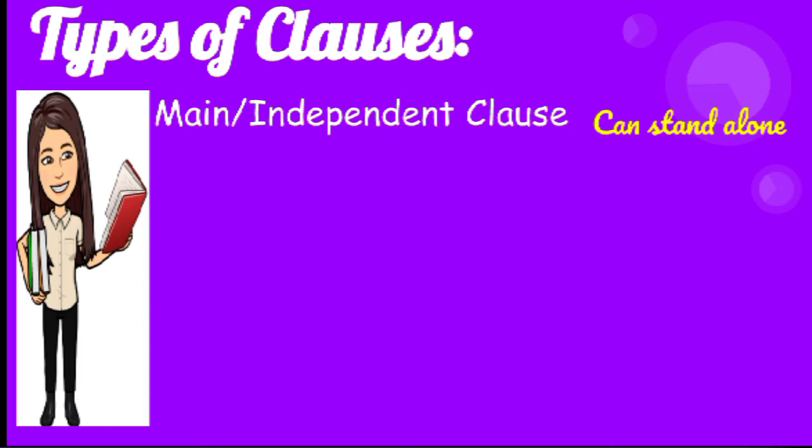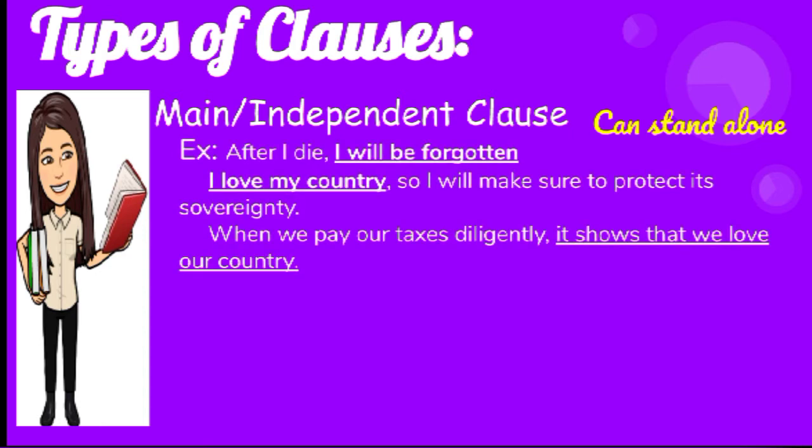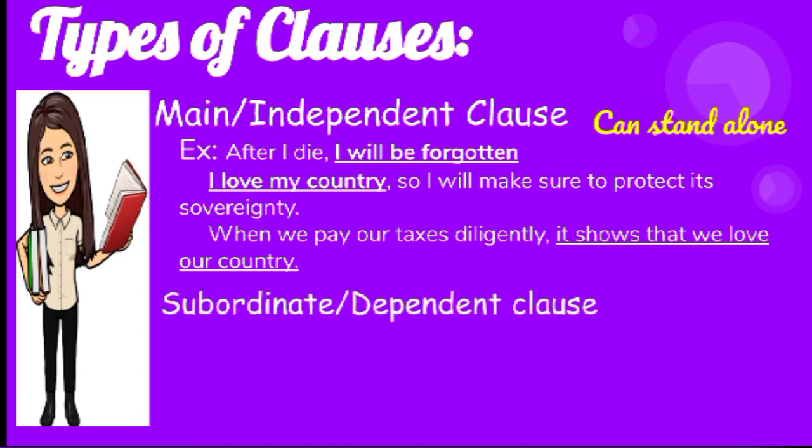It requires no extra information to understand. It has a subject, a verb, and a complete thought. Example. So the underlined words here in the examples are the independent clause. Next one is the subordinate or dependent clause. It is one that cannot stand alone as a sentence. It is also called dependent clause because it needs to be attached or joined to an independent clause.